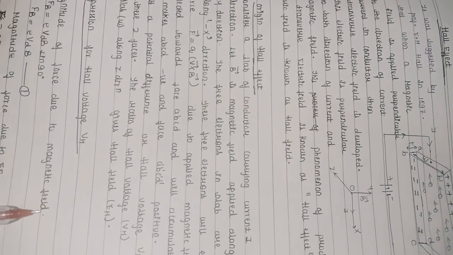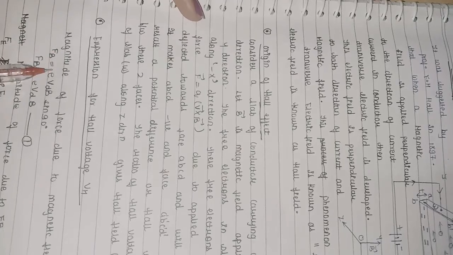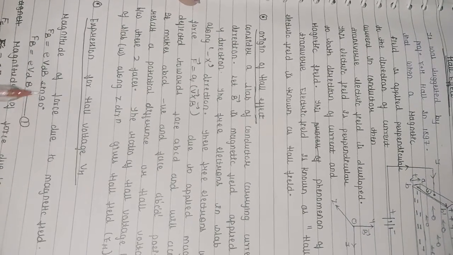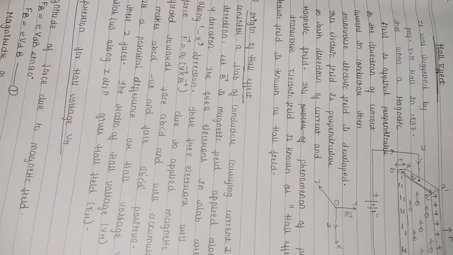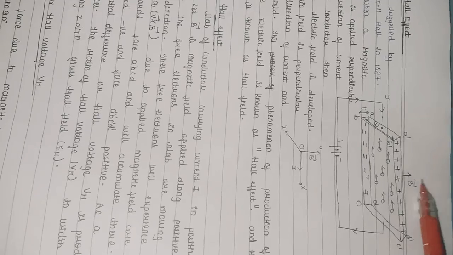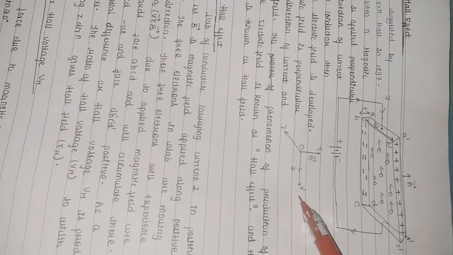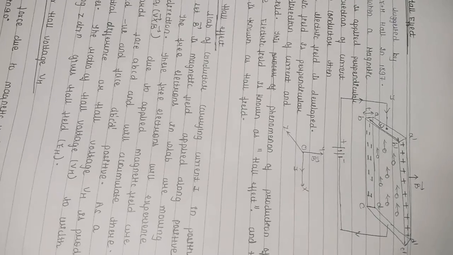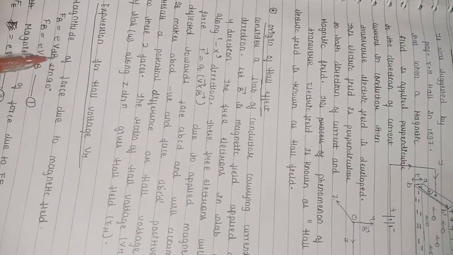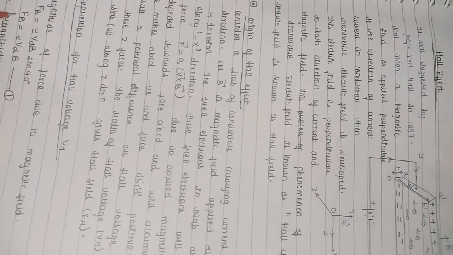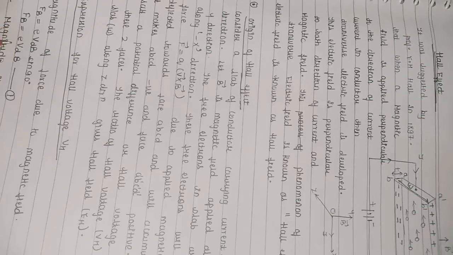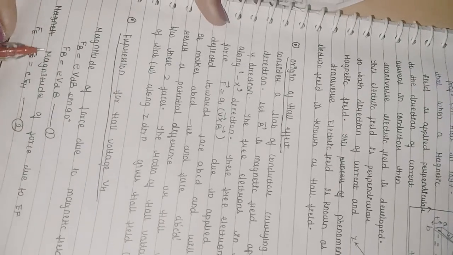The magnitude of force due to the magnetic field is given as FB equals e v B sin 90, because here v, the drift velocity of the electron, and the magnetic field are perpendicular to each other, as the magnetic field is applied in the y direction and current in the x direction. So we have e vD B, where vD is the drift velocity, and sin 90 is 1. So FB, the magnetic force, equals e vD B, equation number 1.